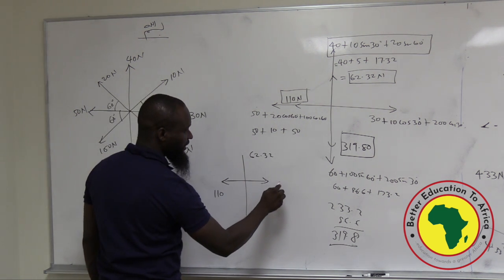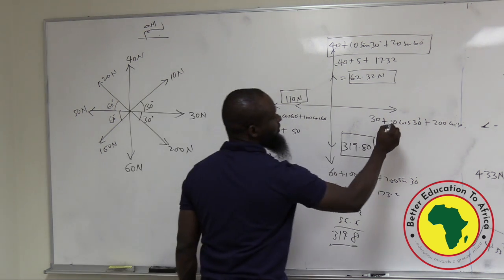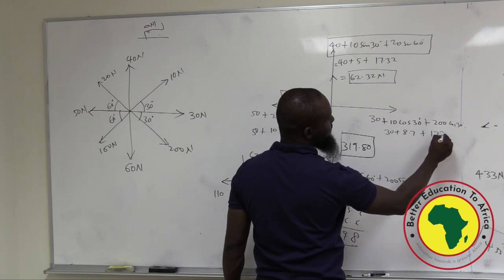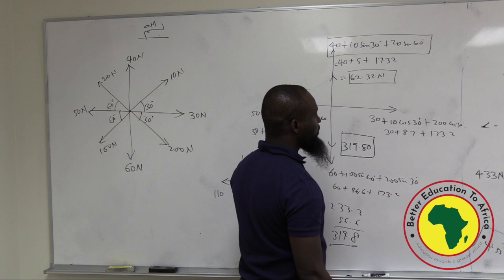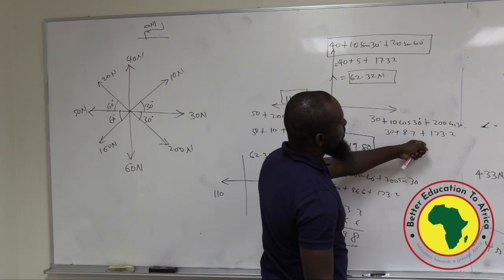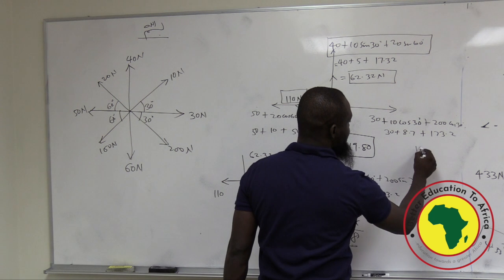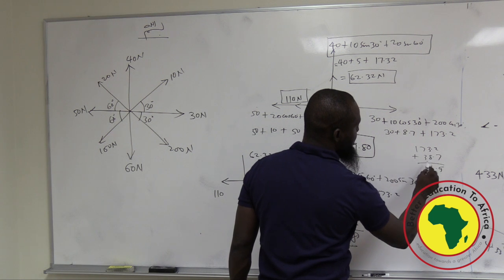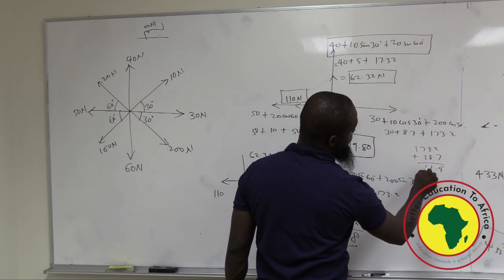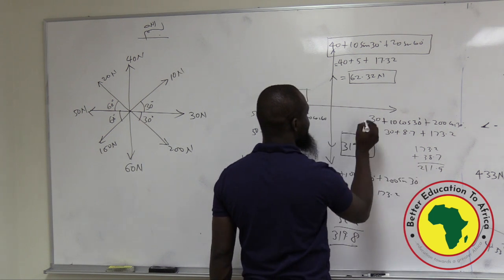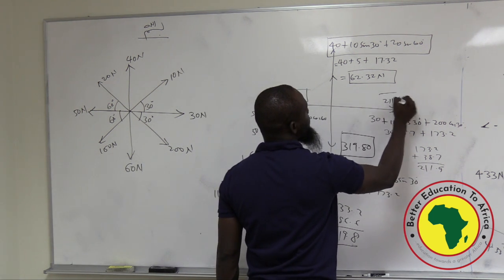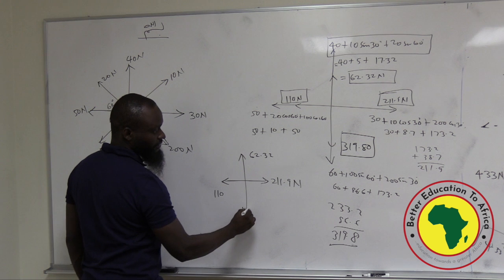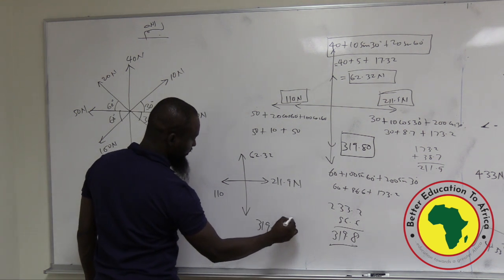Please verify that. And then, I didn't do this part. 30 plus 10 cos 60 is 8.6, 8.7. 200 cos 30 is 173.2. So it's 38.7. So 173.2, 38.7. That's 211.9. So this is 211.9 newtons going to the right. So 211.9 newtons. Single forces. This is 319.8 newtons. You see?